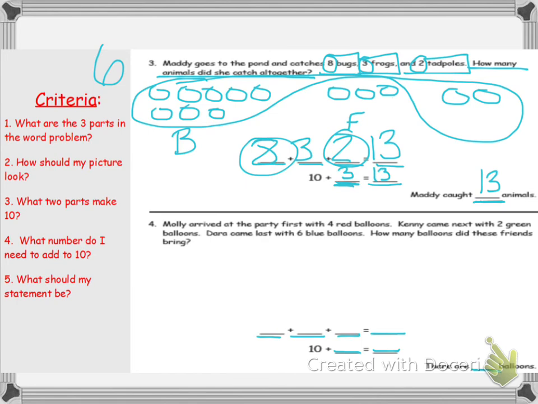All right, let's go over it. So there are 4 red balloons, 2 green balloons, 6 blue balloons. So it was 4, 2, and 6. So now we have to draw it.